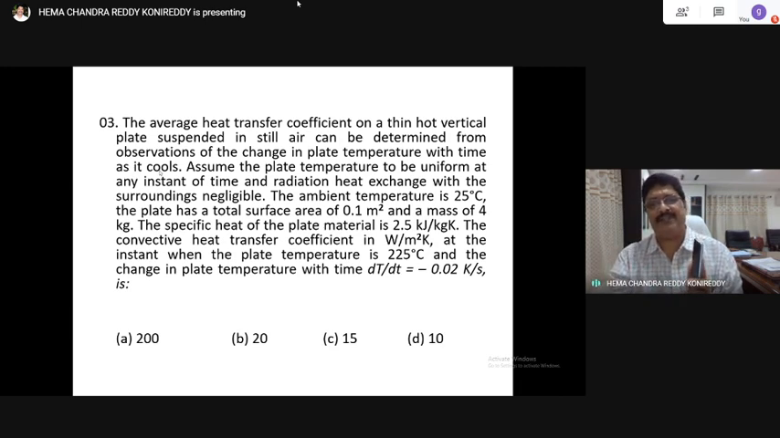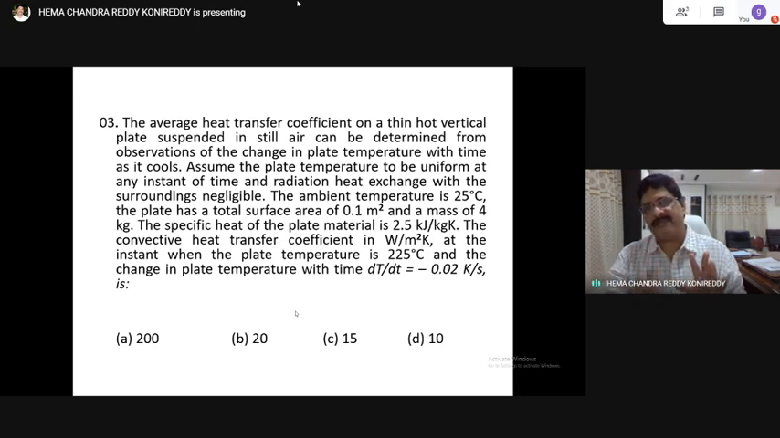The plate temperature changes by 0.02 Kelvin per every second. That means we can calculate how much heat the plate loses: MCP delta T. Mass of the plate is given. Specific heat is given. Temperature change, if you know, initially at 225 and next second it is losing 0.02 Kelvin. So ultimately the next plate temperature is known.